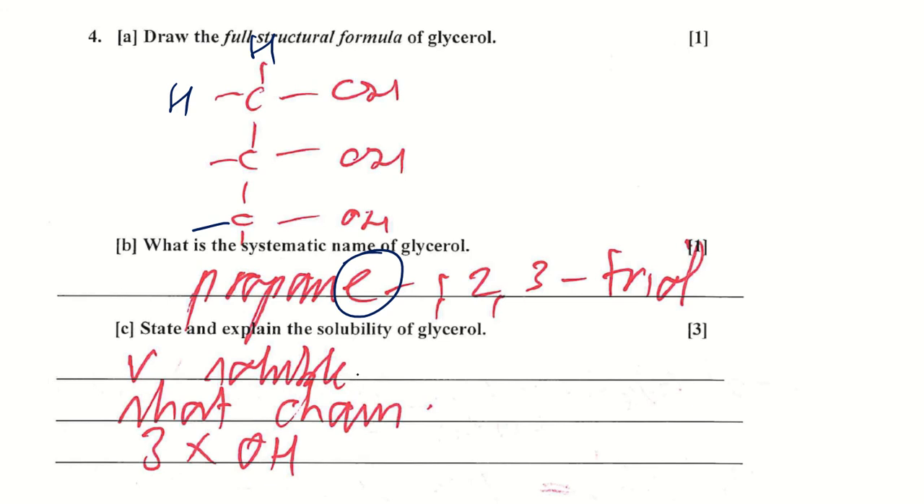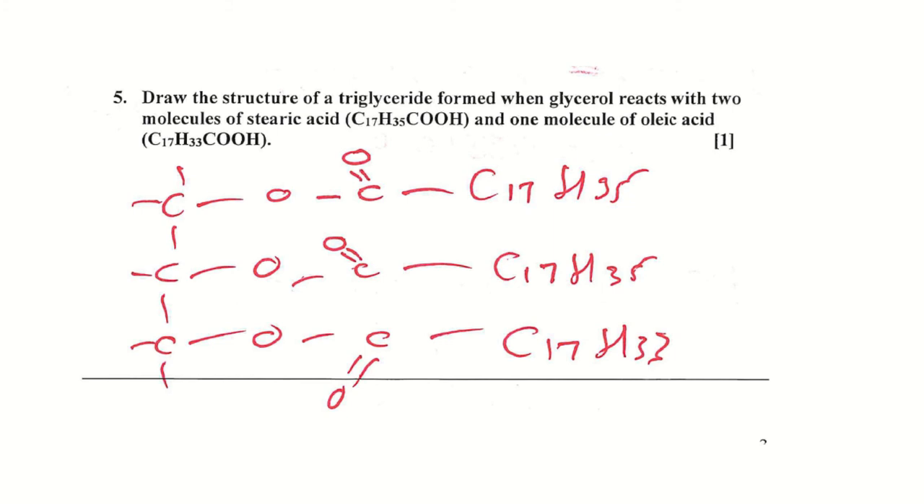State and explain the solubility of glycerol. Well, glycerol is very soluble, you've got a mark for that. It has a short chain, you've got a mark for that. And its 3 OH groups can hydrogen bond. Okay, so those were the specific things you had to talk about which were directly related to glycerol.